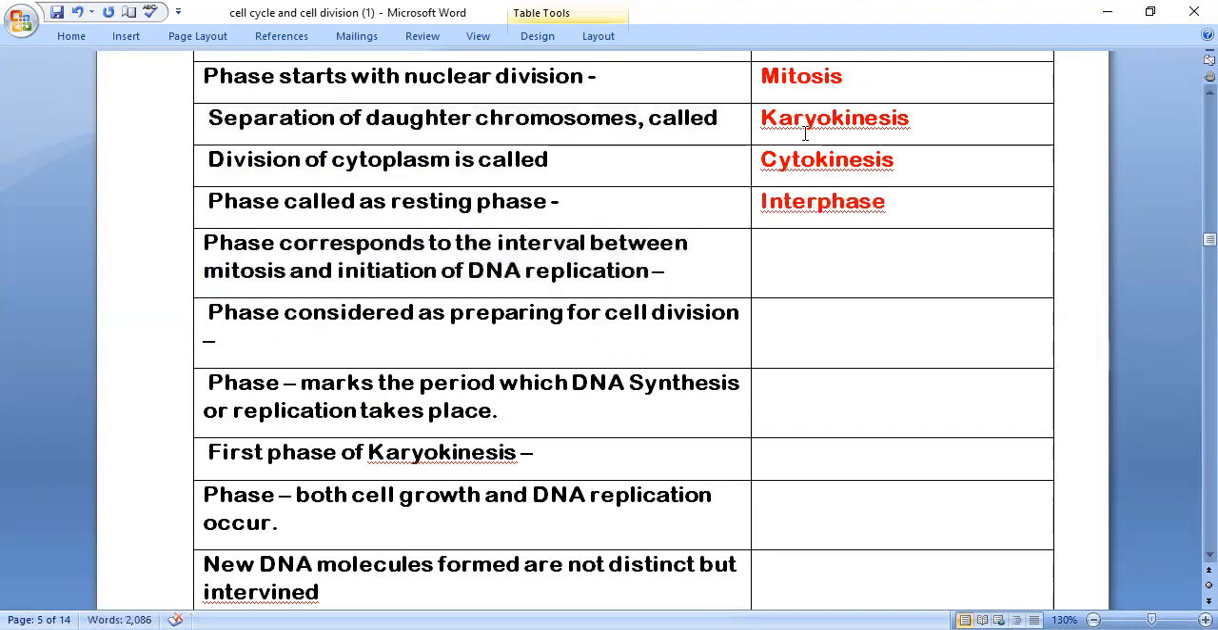Interphase. The phase that corresponds to the interval between mitosis and initiation of DNA replication is the G1 phase. The phase considered as preparing for cell division is interphase. The phase that marks the period in which DNA synthesis or replication takes place is the S phase. The first phase of karyokinesis is prophase. The phase in which both cell growth and DNA replication occur is interphase. New DNA molecules formed are not distinct but intertwined in the S and G2 phase.